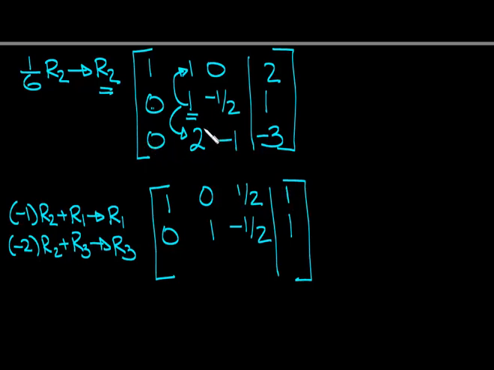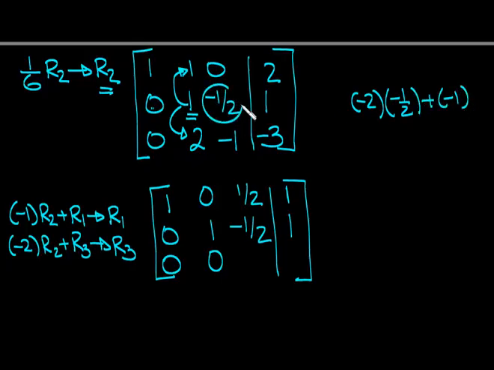Down here I get 1 times negative 2 is negative 2. Negative 2 plus 2 is 0. So we take negative 2 times minus 1 half, and you're going to add it to negative 1. That's what we are doing. We are multiplying this by negative 2, and then we are adding that to negative 1. So the 2's will cancel. Negative and negative is a positive 1 plus minus 1. So you get 0. 1 times negative 2 is negative 2. Negative 2 plus negative 3 is negative 5.